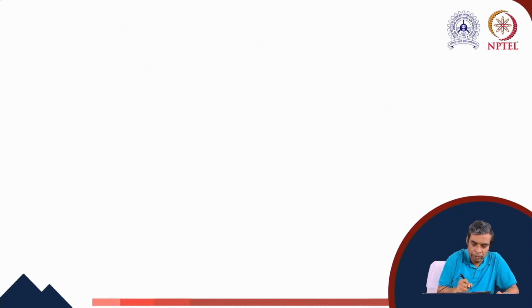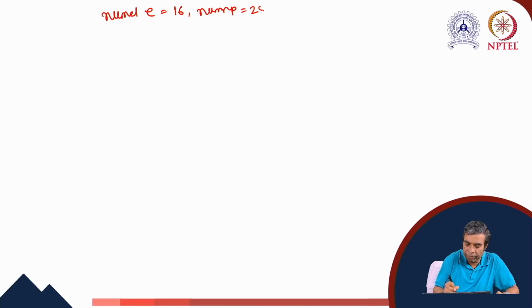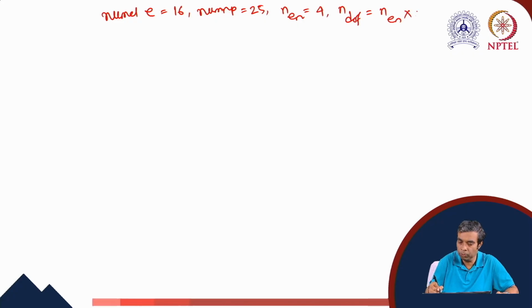So for this case, we can write numel equals to 16, number of elements, numnp, number of nodal points, it is 25, number of element nodes, Nen equals to 4, and IDOF, number of degrees of freedom or number of unknowns per node. So this is, we can say, NDOF equals to NEN into IDOF.